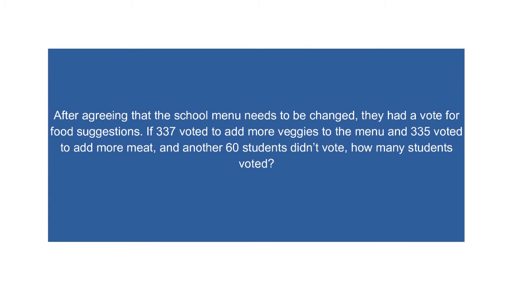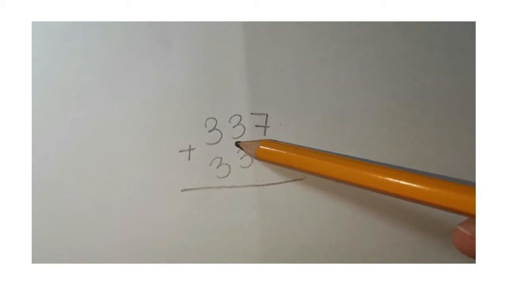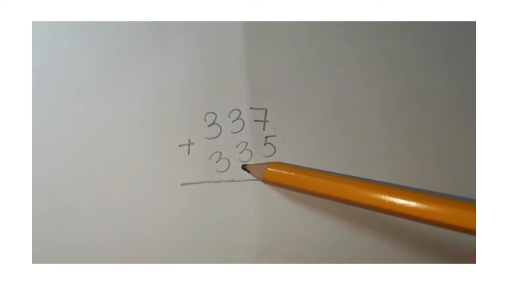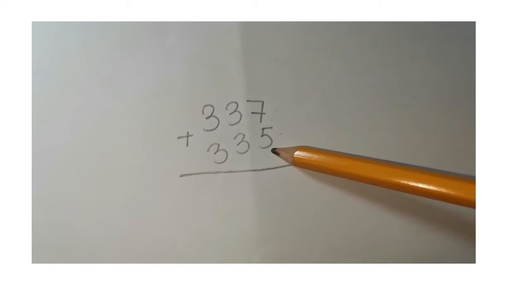After agreeing that the school menu needs to be changed, they had a vote for food suggestions. If 337 voted to add more veggies to the menu and 335 voted to add more meat and another 60 students didn't vote, how many students voted? So the 337 voted to add more veggies while the 335 voted to add more meat. Since the question is how many students voted, the 60 students who didn't vote will not be included.